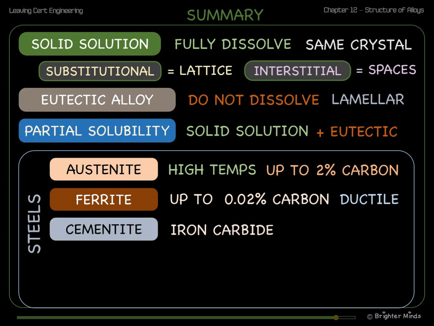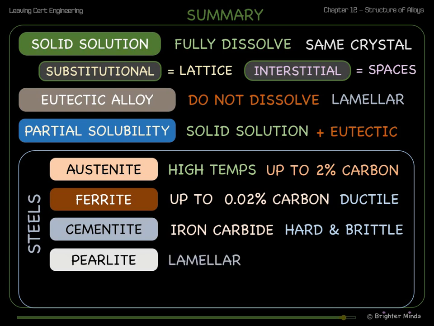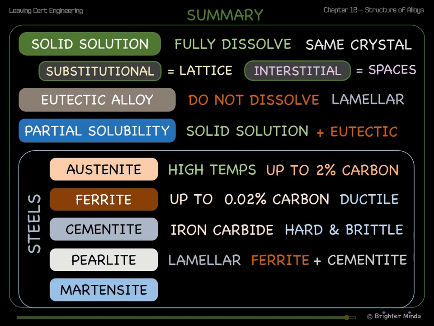Cementite is also called iron carbide and is a hard and brittle substance. It is created when austenite cools to form ferrite and the excess carbon must come out of solution. Pearlite is a lamellar structure of alternate layers of ferrite and cementite. Martensite is formed when austenite containing sufficient carbon is cooled very quickly. It is a very hard and brittle needle-like structure.